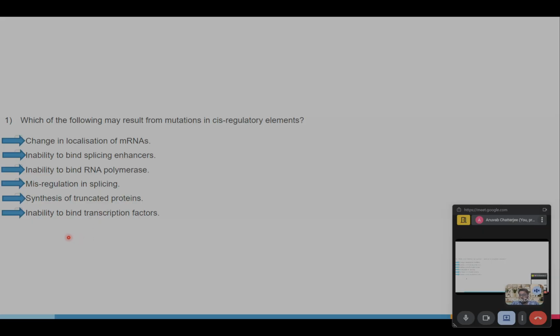And finally, inability to bind transcription factors. So wherever there are enhancers, if you have mutations in them and transcription factors cannot bind, then you will have problems in regulation of the gene. So essentially, cis regulatory elements do a lot of things, and all of these are just part and parcel of it. So any mutations will cause a lot of problems because it can mess up regulation in various different ways, as we just saw.